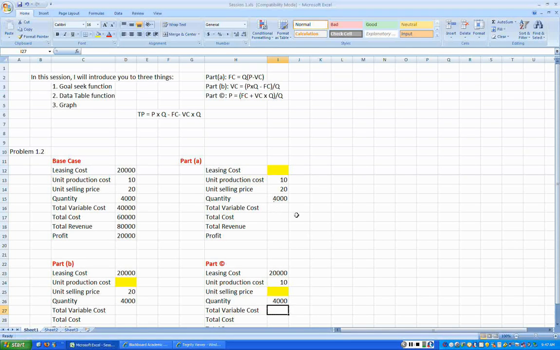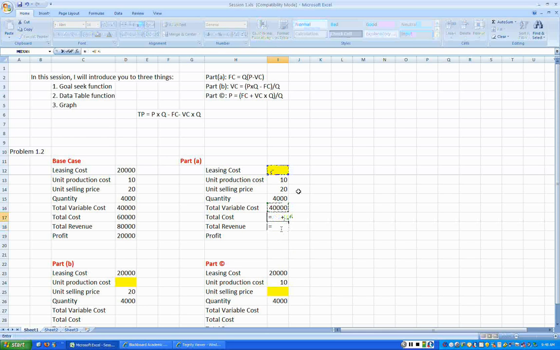Now I'm going to get the relationship, and I'm going to use the data table to solve this problem. The total variable cost equals the quantity that you produce times the production cost, that is a 1. Total cost then equals the fixed cost plus the total variable cost, and the total revenue equals the quantity that you sell times the selling price, that's a 1, and the profit equals the total revenue minus the total cost.